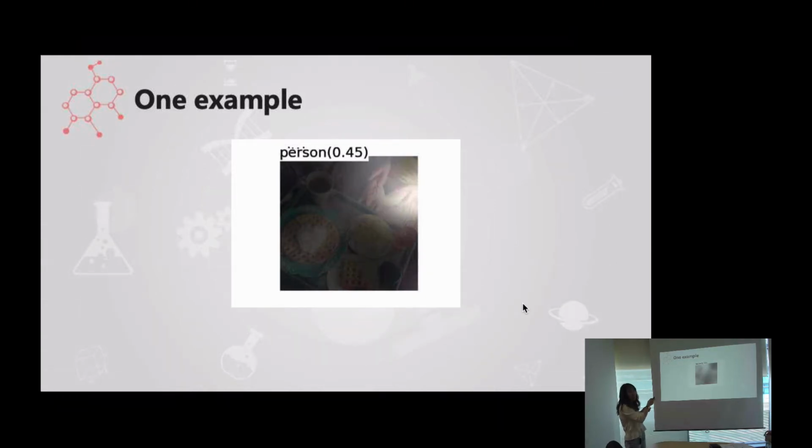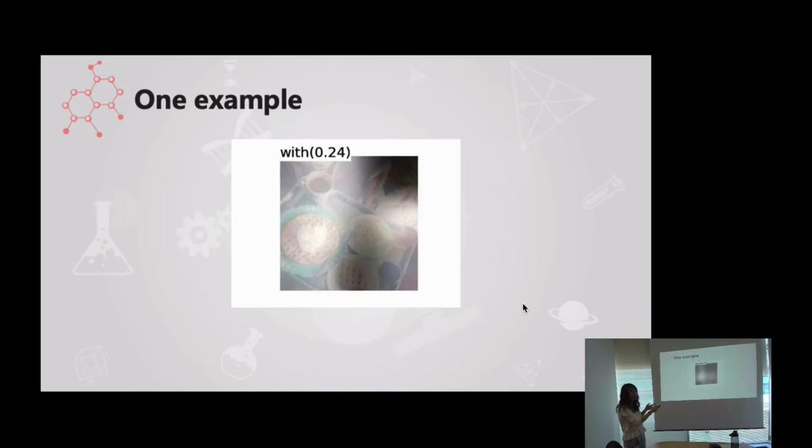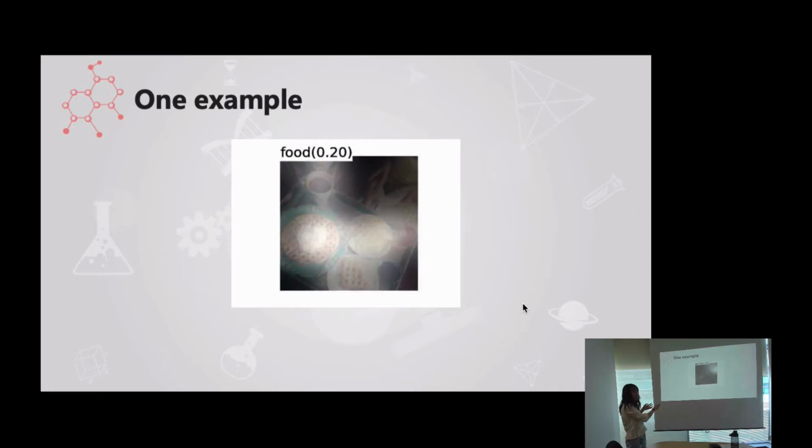First let's see a simple example. Given this image, we try to generate an image caption: a person sitting at the table and there's a plate of food. The dark and bright areas show the attention, where the attention goes when we generate each word.